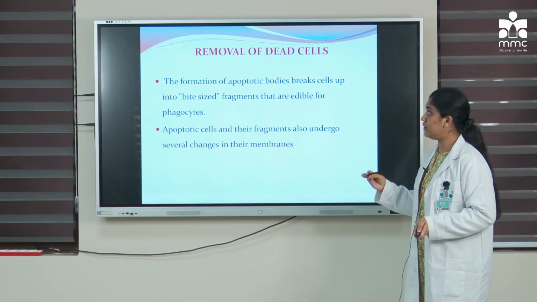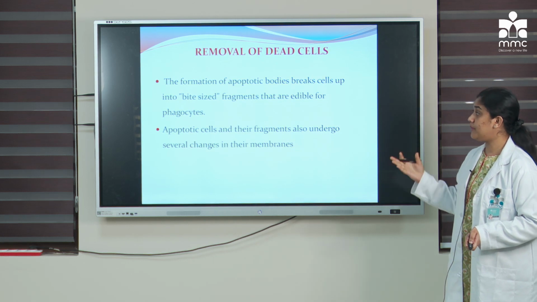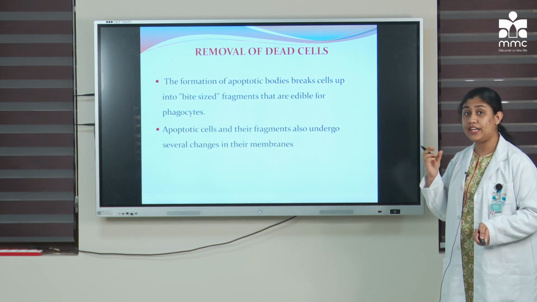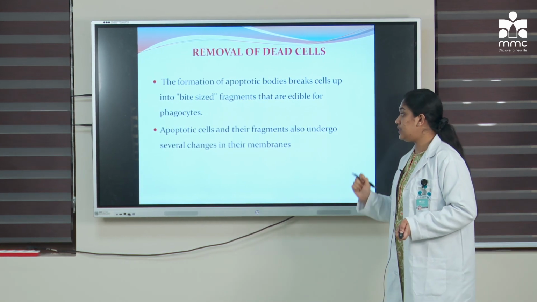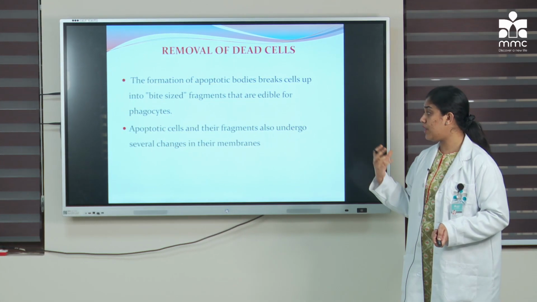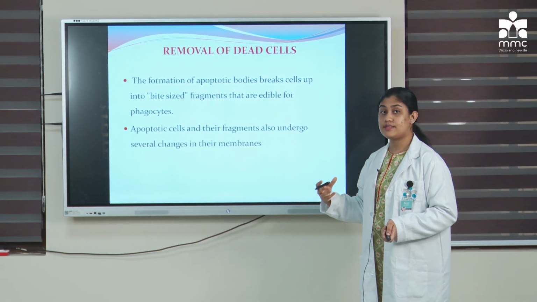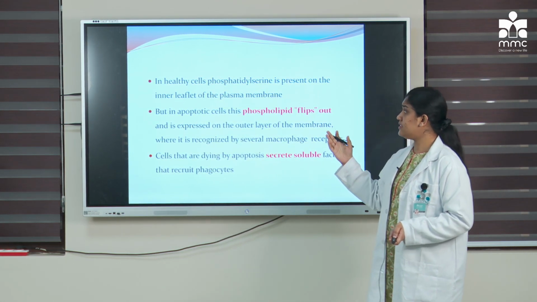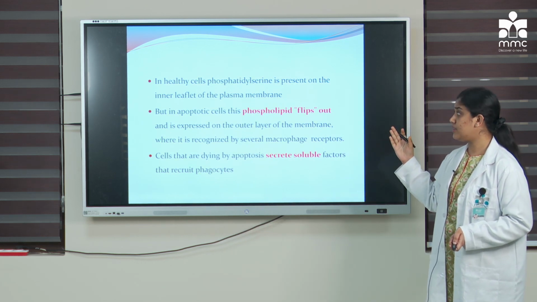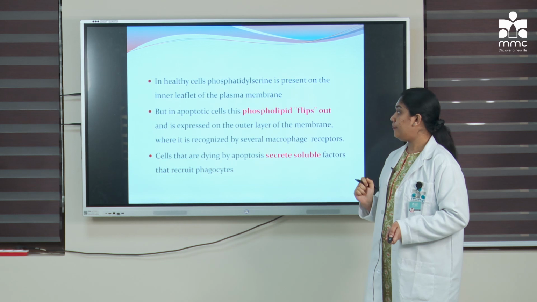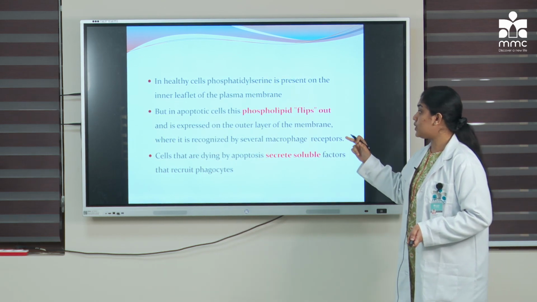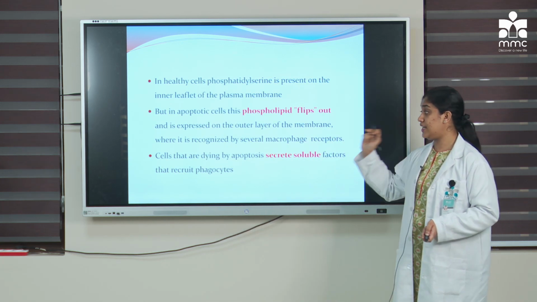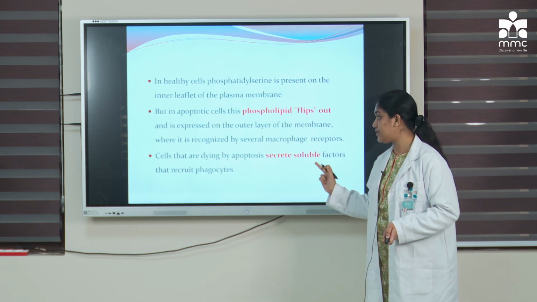So, how are these dead cells removed? The formation of apoptotic bodies breaks the cells into bite-sized fragments that are edible by the phagocytes. These apoptotic cells and their fragments also undergo several changes in the cell membrane. Normally in a healthy cell, the phosphatidylserine is present on the inner leaflet of the cell membrane. But in apoptotic cells, this phospholipid flips out and is expressed on the outer layer of the membrane, where it is recognized by several macrophage receptors.